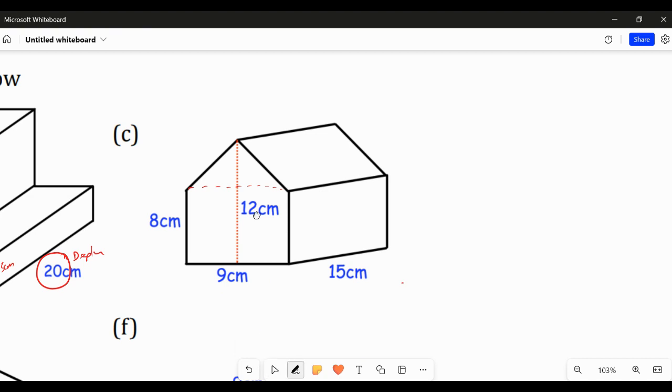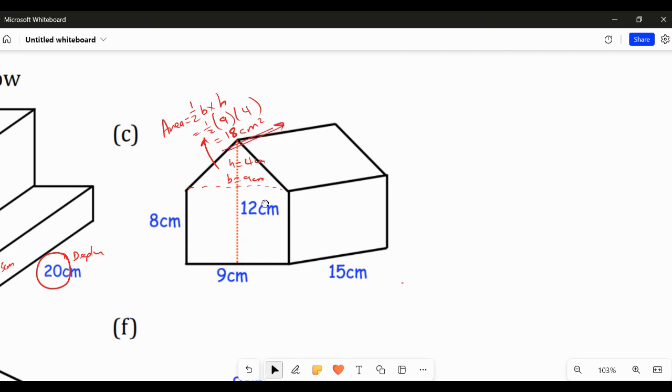Now the area of the front is made up of two parts. It's made up of this triangle and this rectangle. So we're going to find both areas. The triangle is going to have a base of 9 and the height is 12 minus 8, which is 4 centimeters. And so this area is going to be a half base times height. And a half of 9 times 4. 36 divided by 2 is 18. And so that comes to 18 centimeters squared.